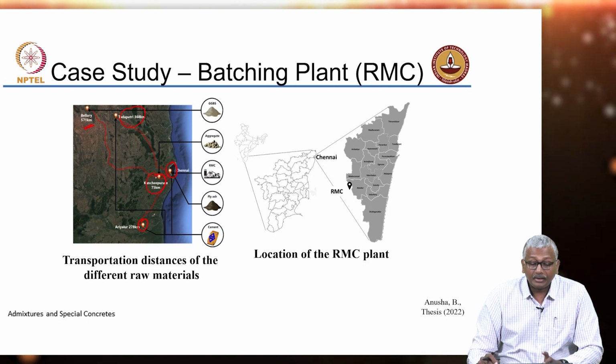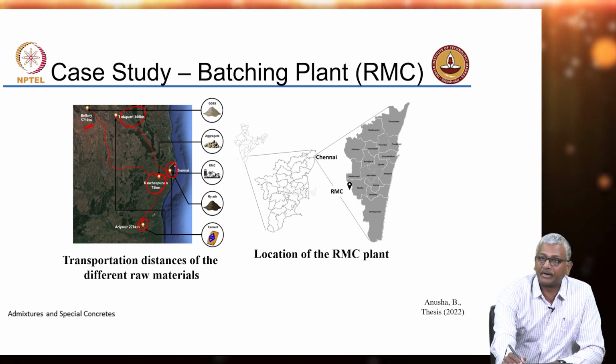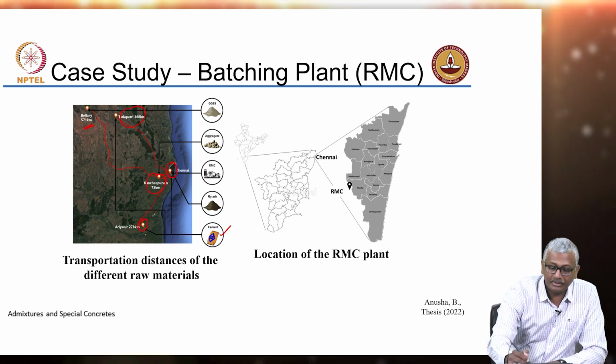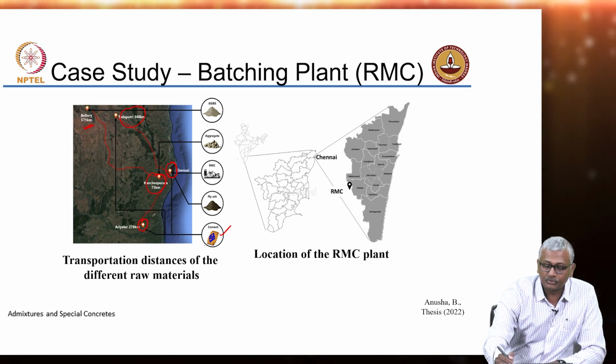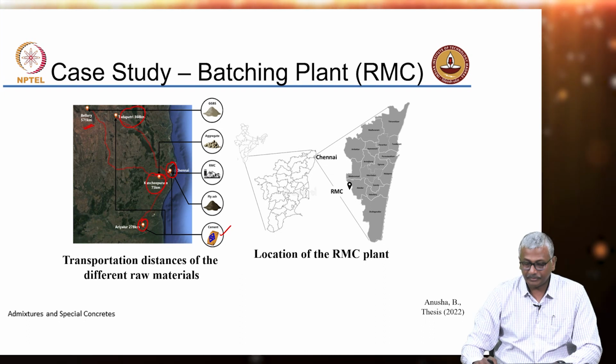Oh, sorry, no, fly ash is locally available. It is from Ennore thermal power plant, not Chennai. Tadipatri was used for the cement. Ariyalur and Tadipatri both were used for the production of cement that was supplied to Chennai.